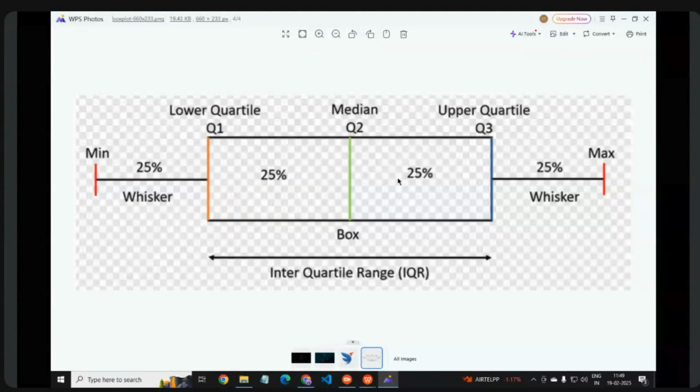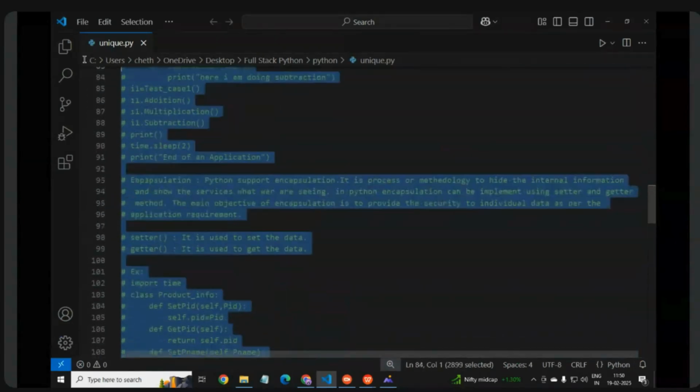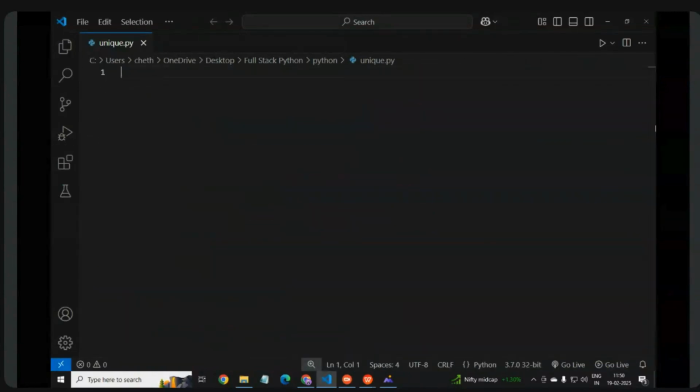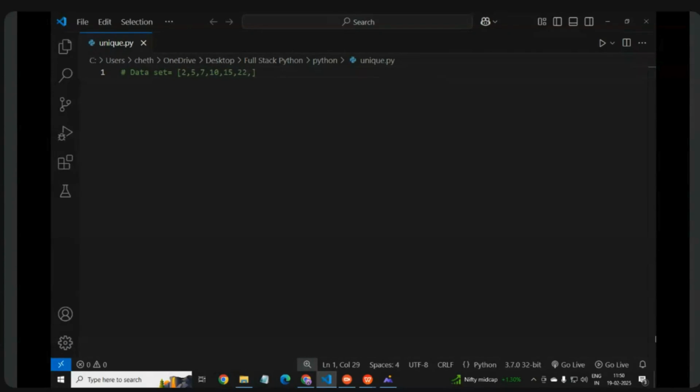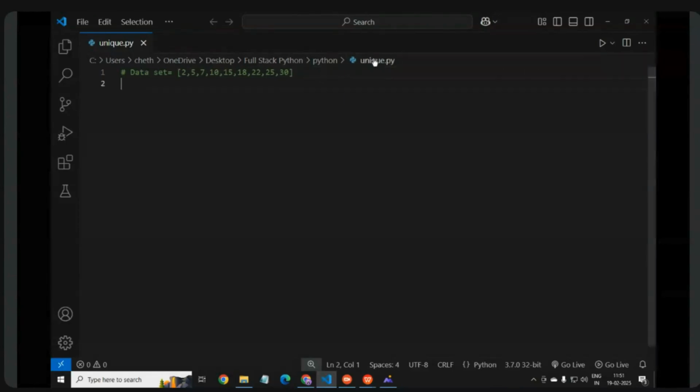Let's consider a data set. Take this data set as 2, 5, 7, 10, 15, 18, 22, 25 and 30. So this is the data set. How many numbers of data are there? 1, 2, 3, 4, 5, 6, 7, 8, 9. Okay, 9 data points.